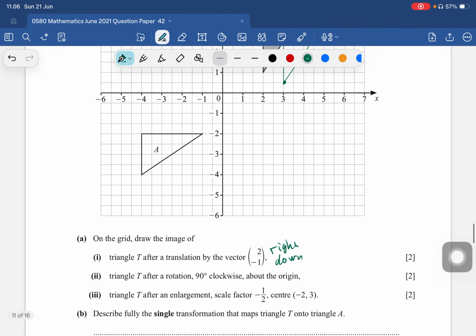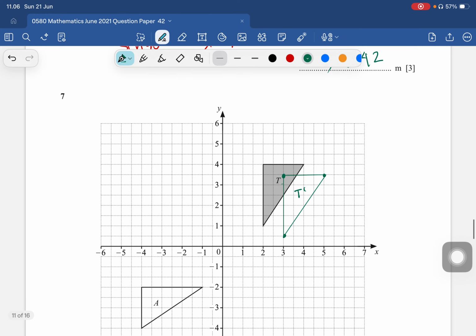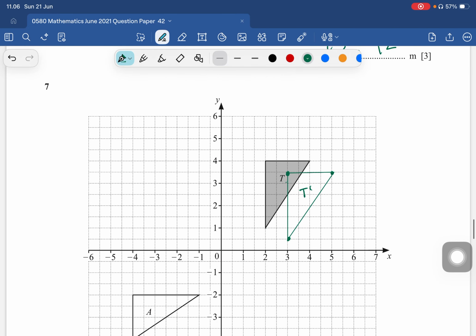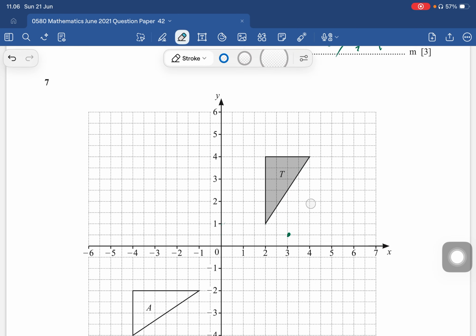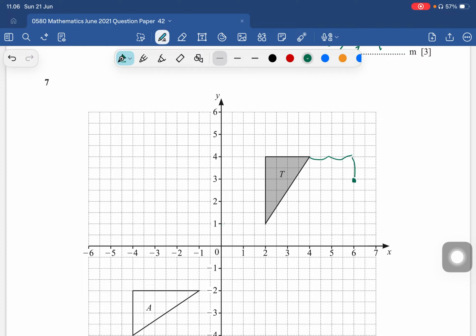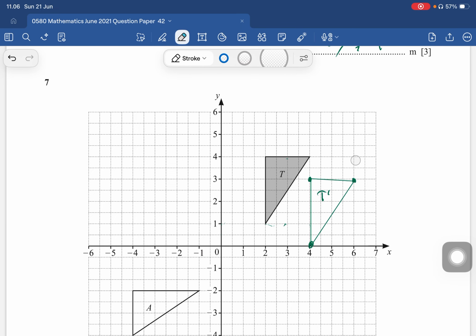2 right and 1 down. Apologize, I counted 2 squares as 1. Moment. So indicate 1, 2 and down. First one, 1, 2 and down. Second one, 1, 2 and down. Okay, so we got it here. Here is after the translation.